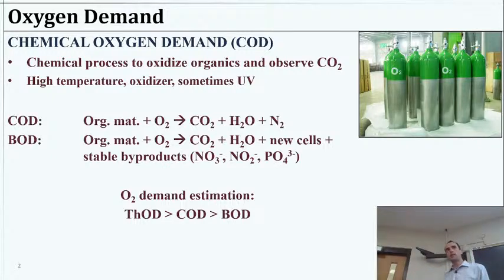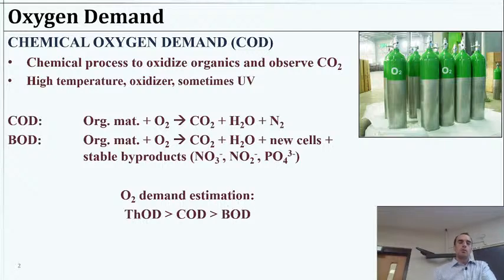Theoretical is not really practical. Chemical is practical, but it's going to overestimate for us. Biological then is the last one. It's not as convenient as chemical, but it's much more representative of what we expect to happen in nature, which is what we're kind of caring about. So the deal is theoretical is going to be the highest estimate, followed by the chemical, followed by biological.